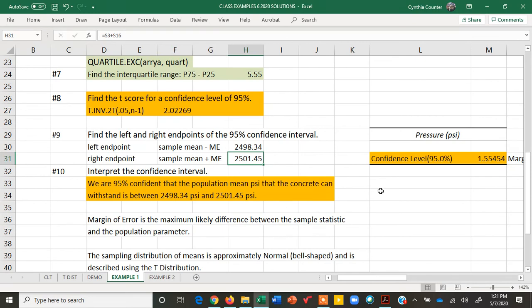So that is how to construct a confidence interval and how you can do it using Excel or just doing the computations if you need to yourself. Of course, I used Excel to find the t-score. You can also find t-scores using tables, but I don't talk about that in my videos.